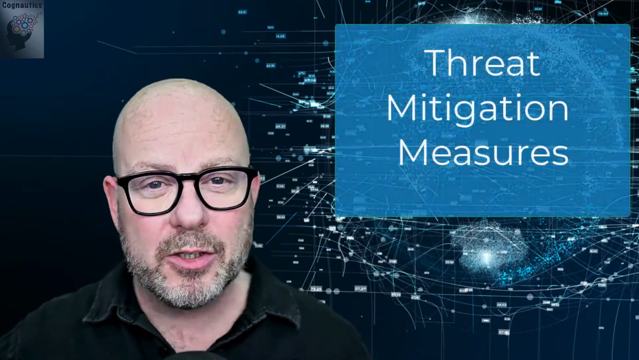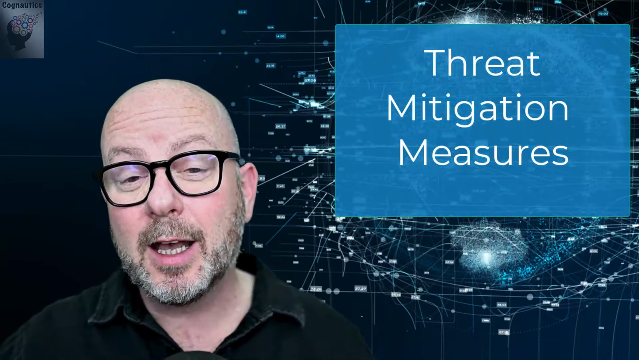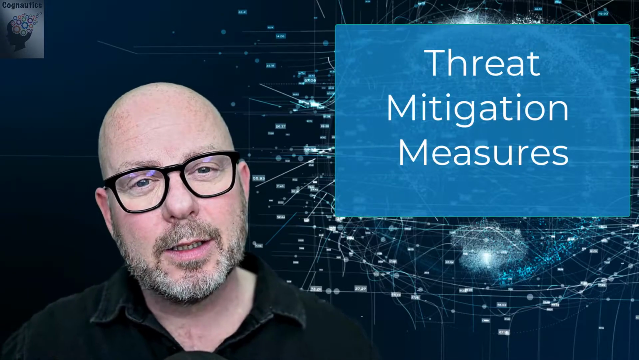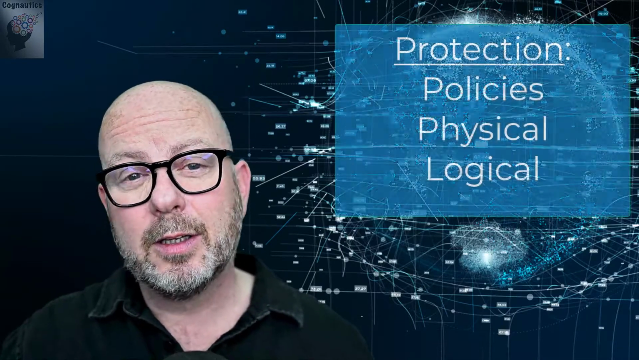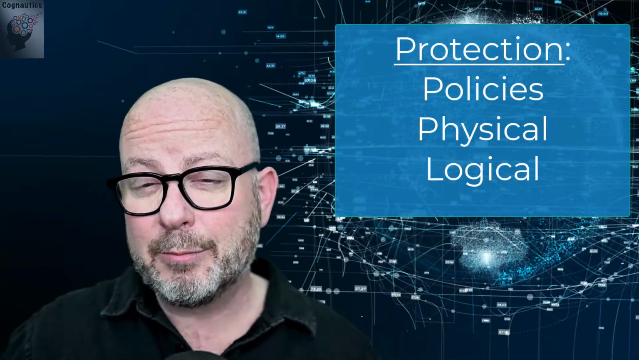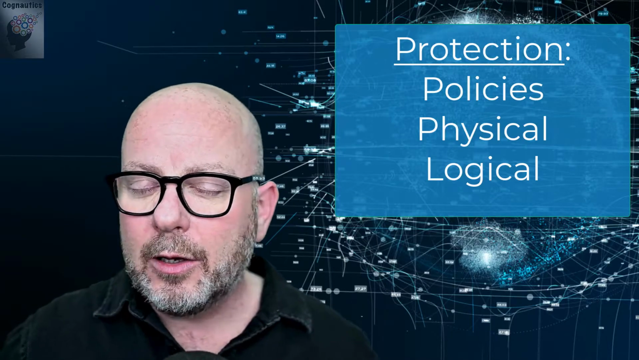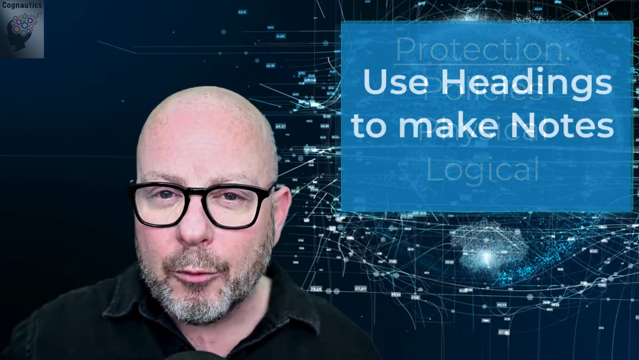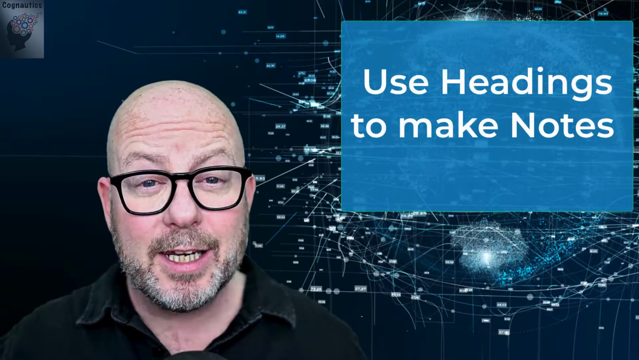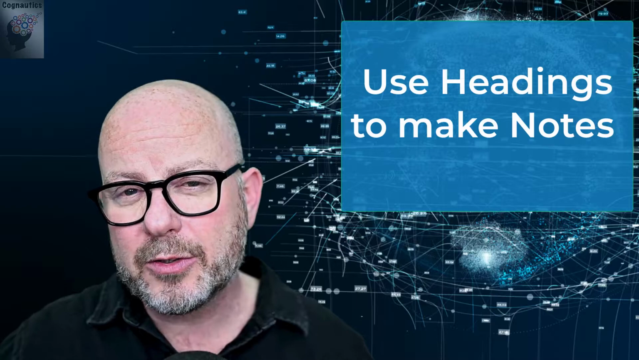We are getting towards the conclusion of this topic, but before we finish, we need to cover the measures utilised to protect a company from data breaches. Protective measures fall into three broad categories: policies, physically protecting data, and logically protecting data. I'll look at each of these in turn. I recommend that you use these three headings to create notes on this topic.